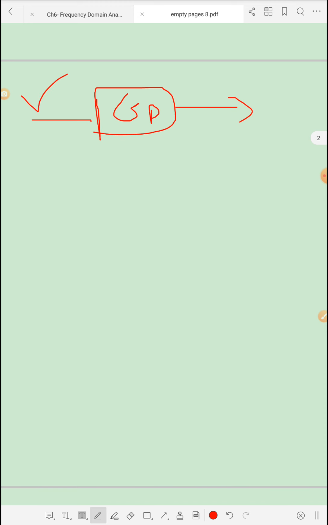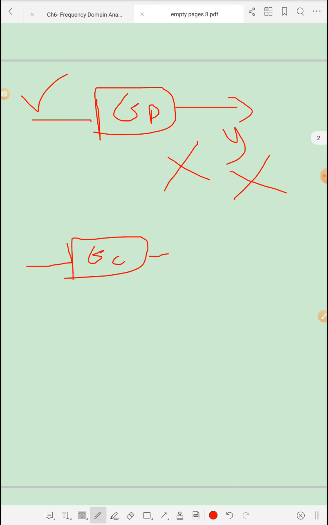So what do I mean by this? This is beneficial in the design stage. Assume that we have an original plant, Gp, and this is R and this is Y. And this response, in time or frequency domain, was not okay. So what we will do is add a controller to the plant.